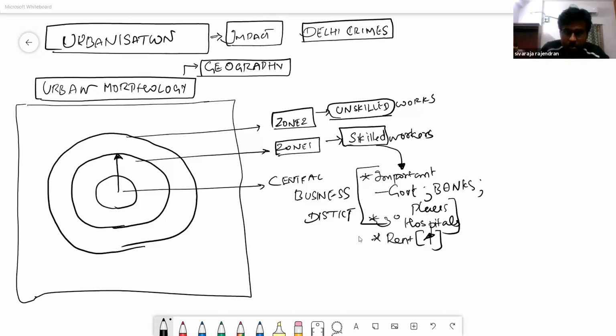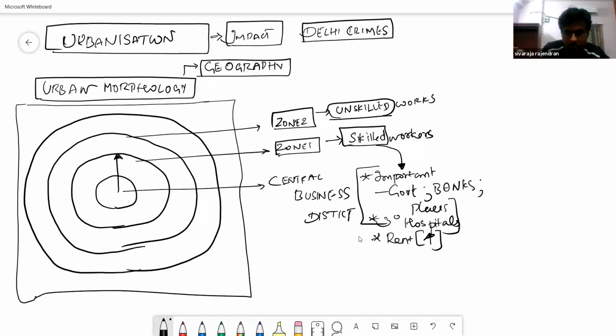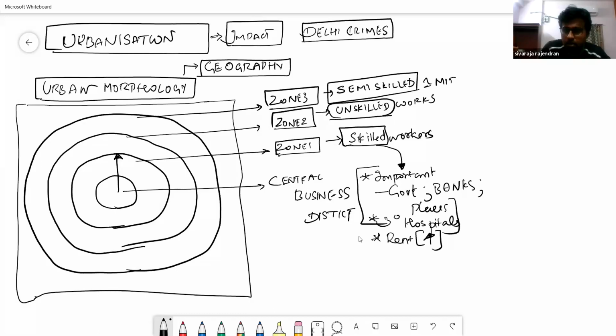So in this second zone, and the third zone will be there. The zone 3 will be a zone of semi-skilled. Semi-skilled means you can say middle class workers. So I told you, in the central business district, there is high cost rent.